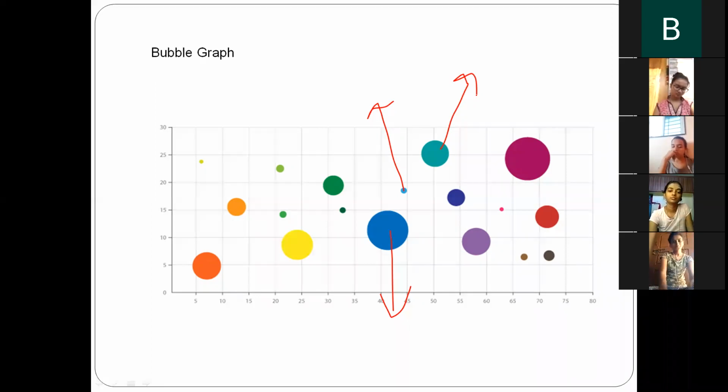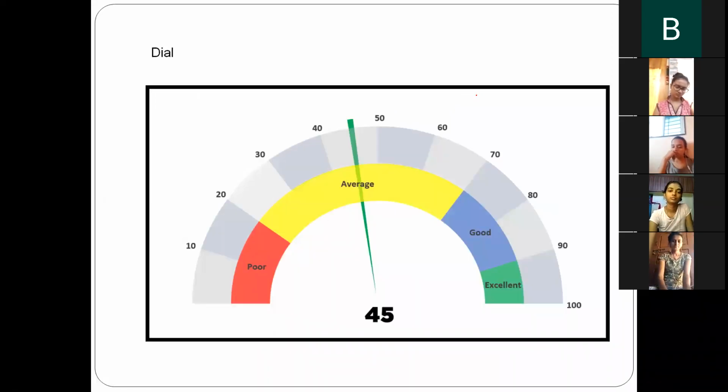Next, we'll move to the next one, dial. I hope everyone sees this diagram. Have you seen this one? Yes, ma'am. Where have you seen this one? Yes, ma'am, you have seen it in your vehicle. It is going to tell about the data here.